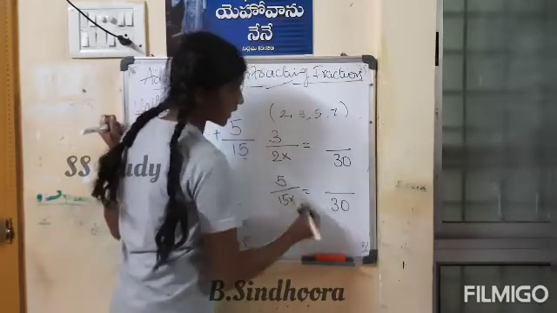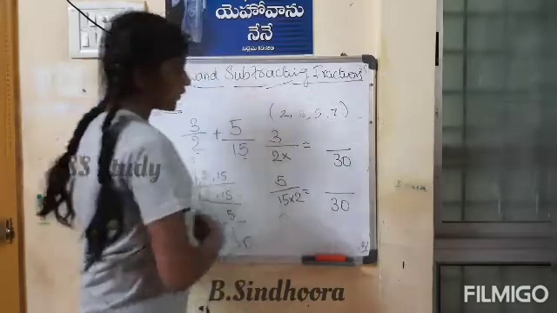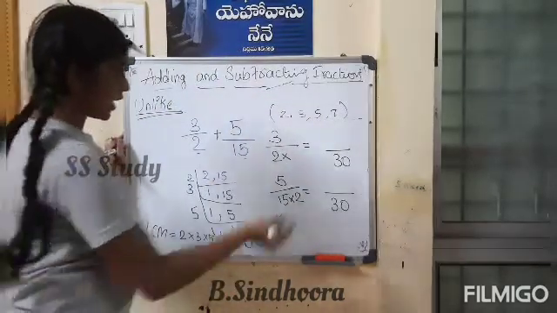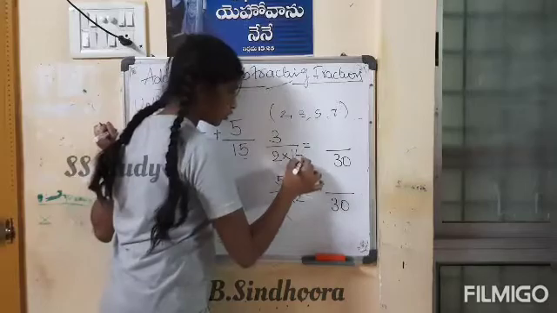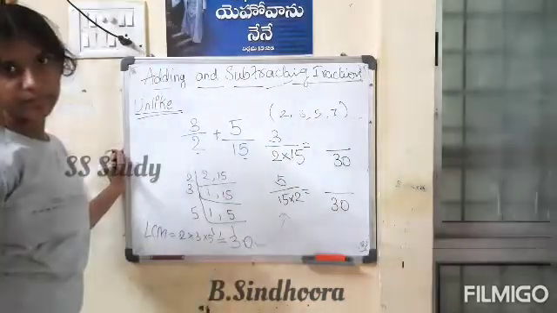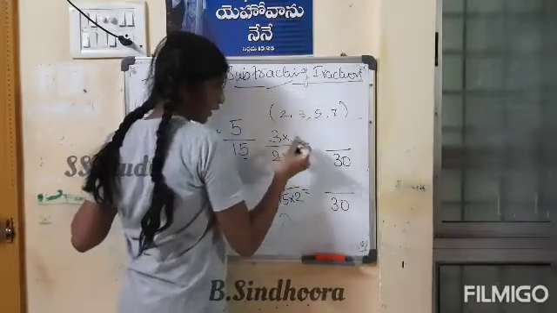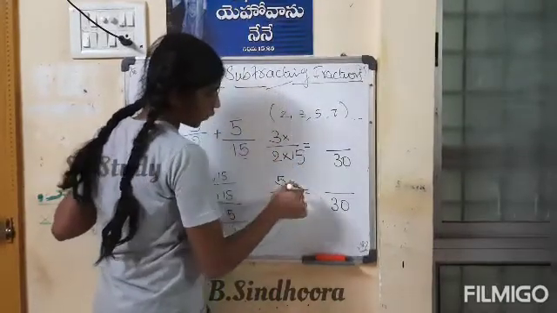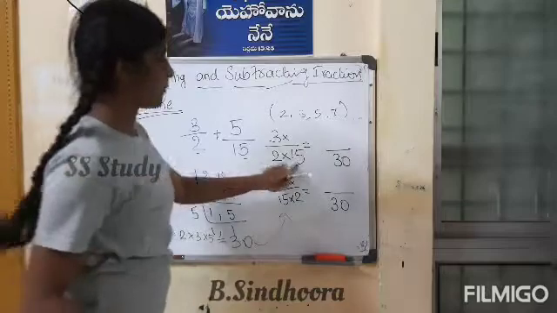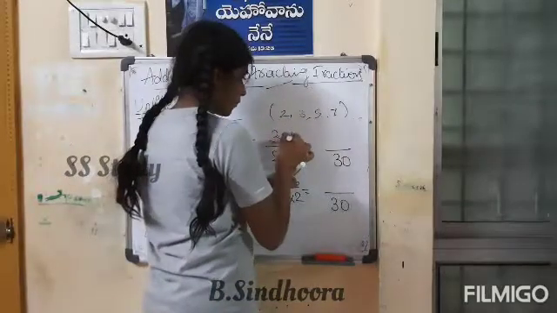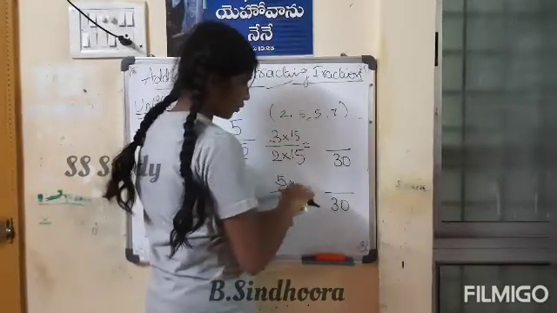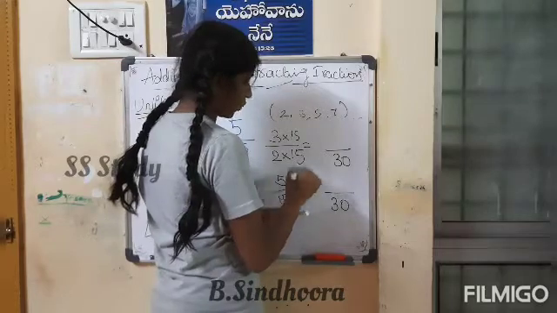15, how much will you get? 15 twos are 30. And the same into 15 we added, right? Same into, and what about the numerator? Same, 15 into what? Same, 15 into 2. 5 into also 2.